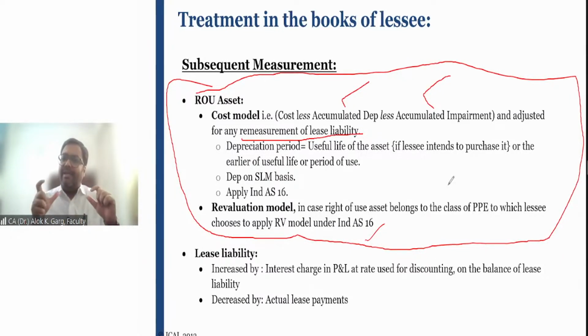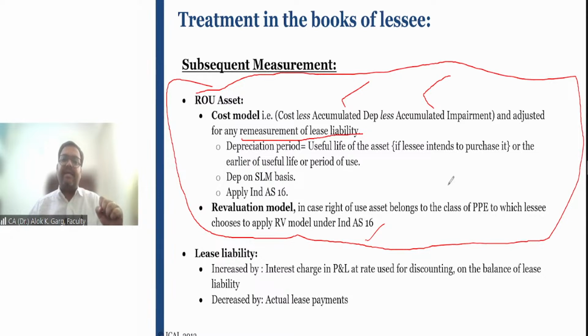So if there is an exercise price of a purchase, if there is a purchase option and you are reasonably certain that you will avail that purchase option, it means 10 years is the lease term, but after 10 years you will have a purchase option and you will avail that. So you will have this car not for 10 years but even for 15 years. आपके पास ये कार 15 साल रहेगी, 15 year रहेगी.